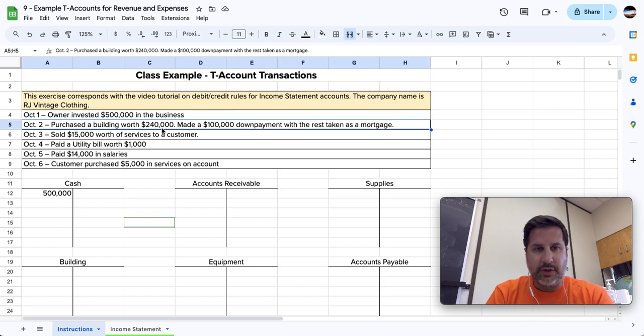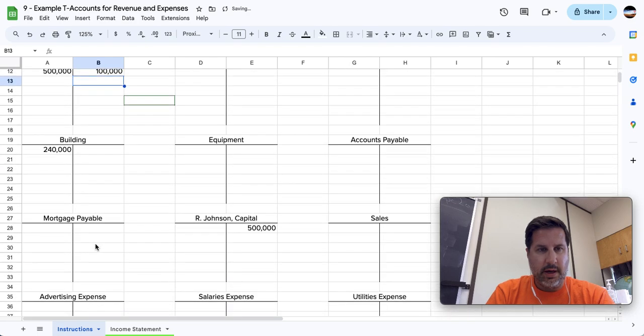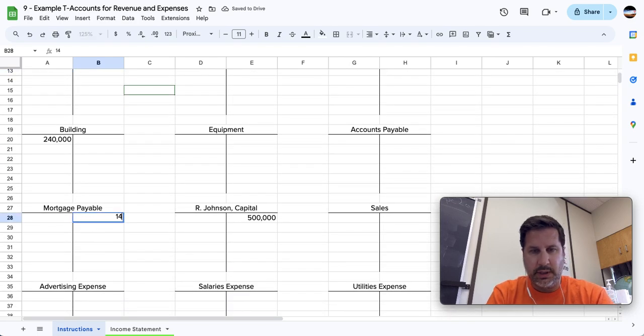Okay, we bought a building for $240,000 cash. Again, this is not regular sales of goods that we are selling in our business, or we're not paying any bills or anything. We're just buying a building to set our business up. So it cost us $240,000. What a bargain. We put $100,000 in a down payment, and then $140,000 in our mortgage.